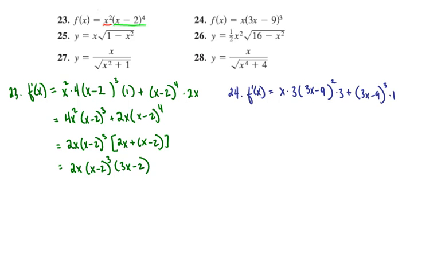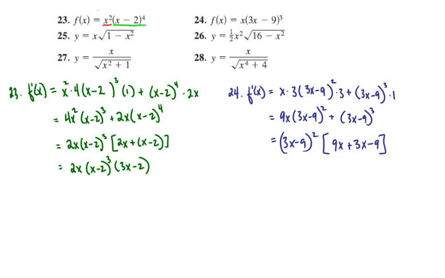And we're ready to simplify and start factoring. So on the first term, you have x times 3, then times 3, so it's 9x times (3x minus 9) squared, plus (3x minus 9) cubed. Now the greatest common factor is (3x minus 9) to the 2nd. And that leaves 9x, then plus (3x minus 9) to the 1st. And finally, that would be (3x minus 9) to the 2nd times (12x minus 9). And we'll go on to problems 25 and 26 in the next video.